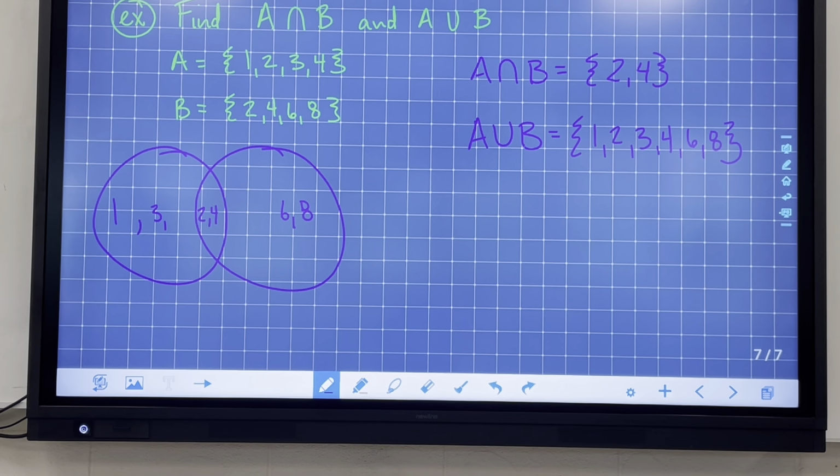And that's it. That's sets. A lot of symbols to know, but other than that, should be some review. Using the Venn diagrams can be helpful when you're kind of stuck, to visualize where the overlap is or where the combining of the two groups is. But other than that, that's it. That's all I got.